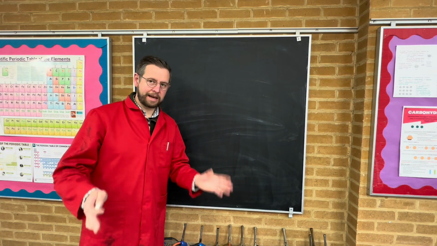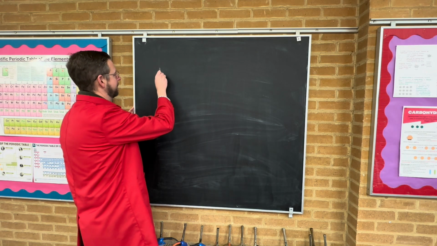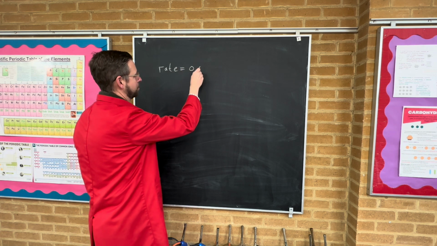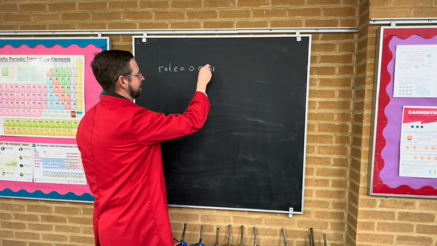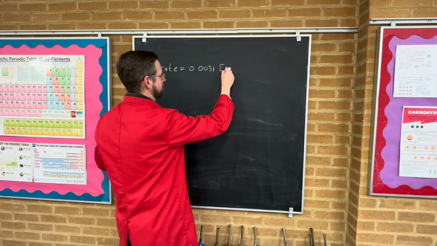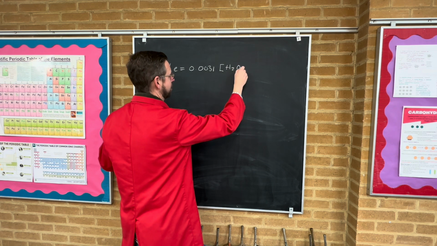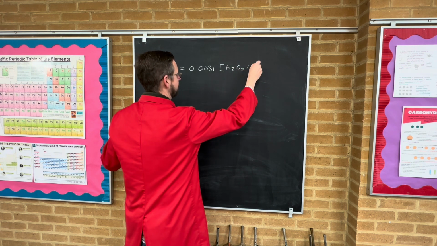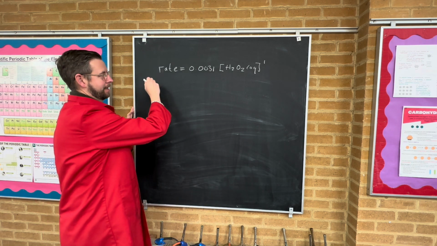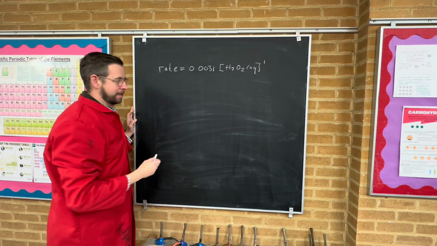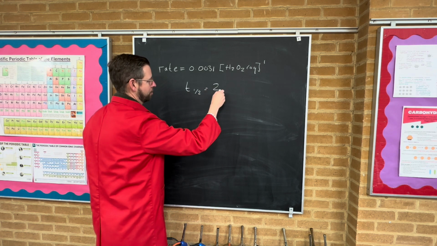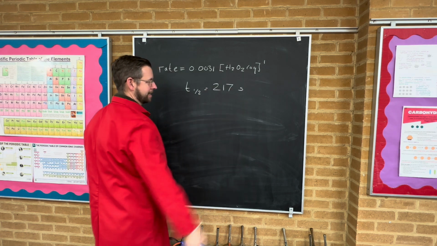So what have we found out? Well, we could write the rate equation. The rate is equal to 0.031, because that would be the value of k, multiplied by the concentration of H2O2 to the power 1. So here we have it. That would be the rate equation for this decomposition, and t half would be 217 seconds.